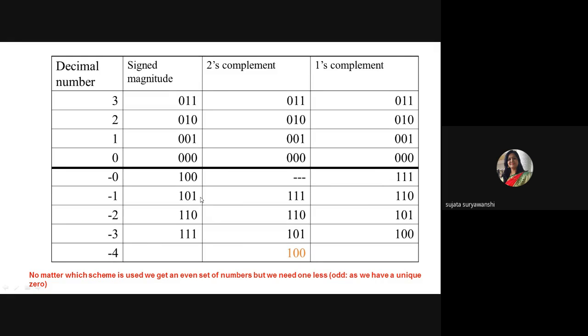Then how will you convert? To get the 1's complement, you simply have to invert all the magnitude bits. Don't invert the sign bit. So 1 as it is, and 0 is inverted to 1, and 1 is inverted to 0. So the 1's complement is equal to 110. After getting the 1's complement, you simply have to add 1 to the LSB bit. So 0 plus 1 is equal to 1. So your 2's complement of minus 1 is equal to 111. Similarly, you can easily find the 1's and 2's complement of sign magnitude and also unsigned magnitude.